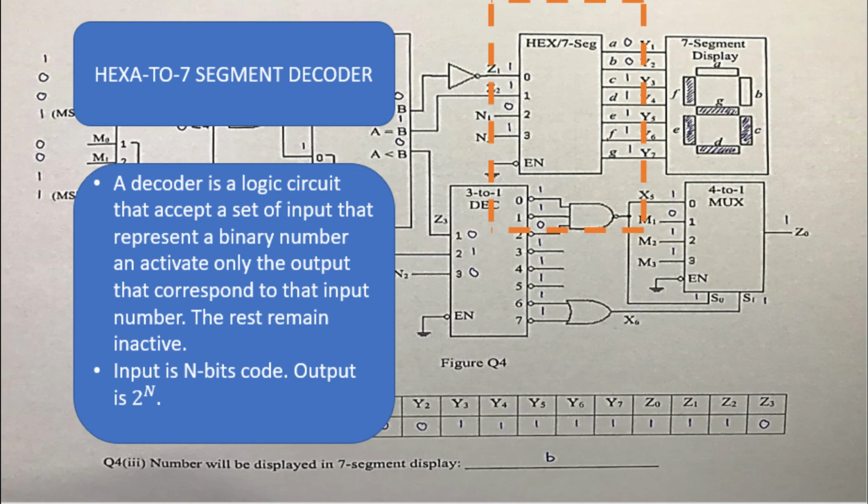Based on the question, the input for the decoder is 1011 using MSB. The input will be converted into decimal, which will be 11, and the decimal value will be converted into a hexadecimal value, which will produce the alphabet B. In order to show the alphabet B in the 7 segment display, according to SOP, the output from the decoder to the display for A and B will be off, and from C to G will be on.